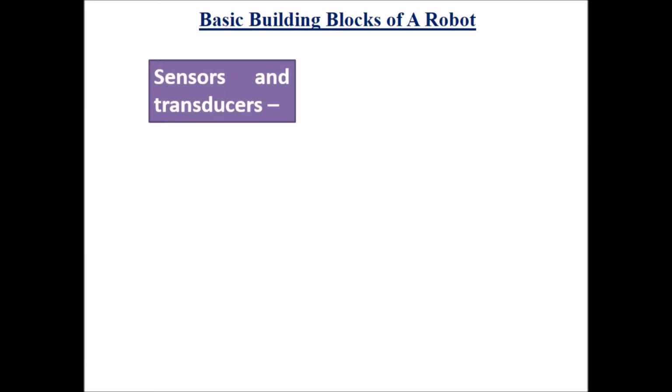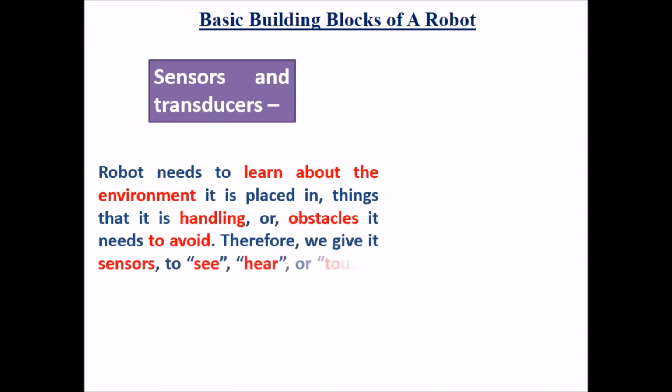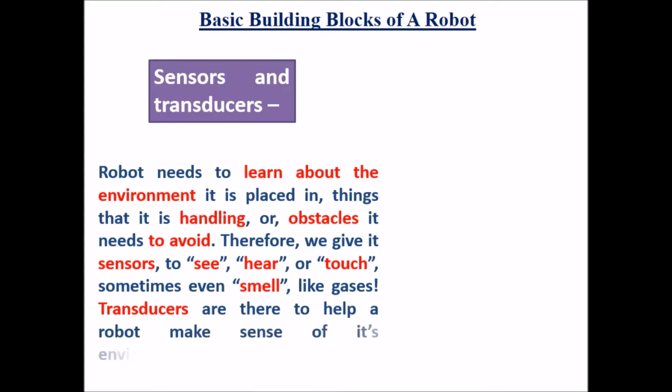Sensors and transducers. Robot needs to learn about the environment it is placed in, things that it is handling, or obstacles it needs to avoid. Therefore, we give it sensors to see, hear, or touch, sometimes even smell, like gases. Transducers are there to help the robot make sense of its environment by providing measurements.